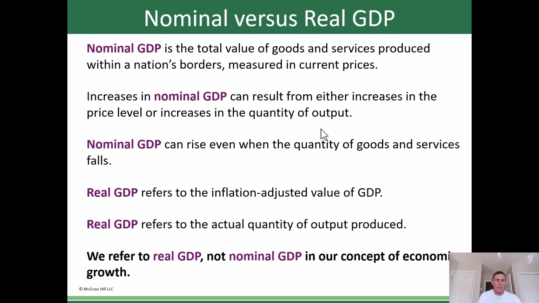Real GDP refers to the inflation-adjusted value of GDP. Real GDP refers to the actual quantity of the output produced, and we refer to real GDP, not nominal GDP, in our concept of economic growth. Obviously, as we move through this continuum of time, we have to think about real because we have to adjust for inflation.